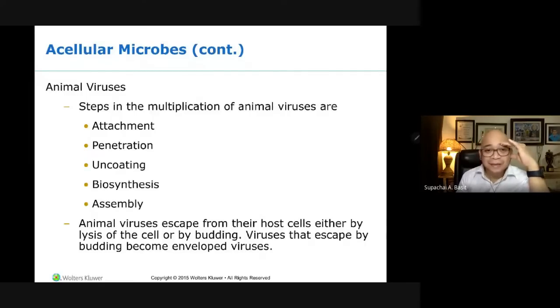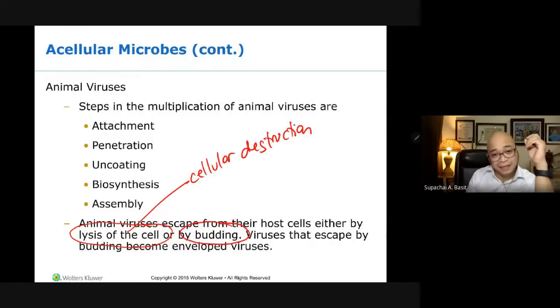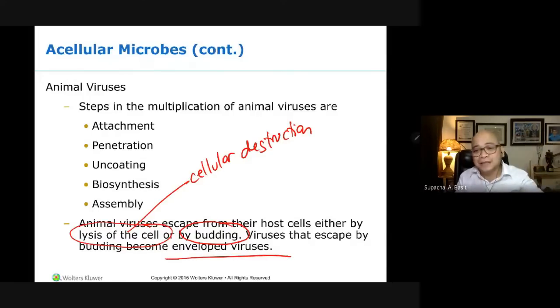Okay. So animal viruses escape from their host cell either by lysis of the cell. So if there is lysis of the cell, this can result in cellular destruction. And the other one would be by means of budding. Okay? So viruses that escape by budding become envelope viruses. I think I've shown you already the electron micrograph of such occurrence.